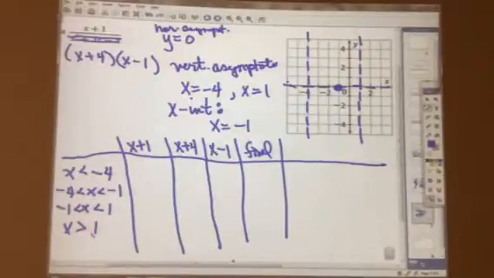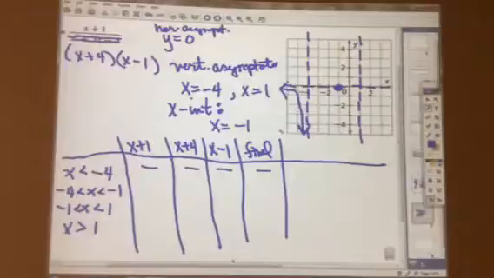Pick a number less than negative 4. Negative 5. Is it positive or negative when you add 1? Negative. Negative 5 plus 4? Negative. Negative 5 minus 1? Negative. Negative times negative is positive, times negative is negative. It's going to be graphed down here below the x-axis.